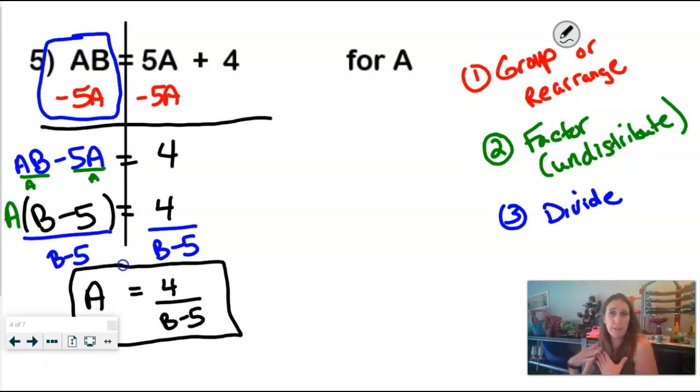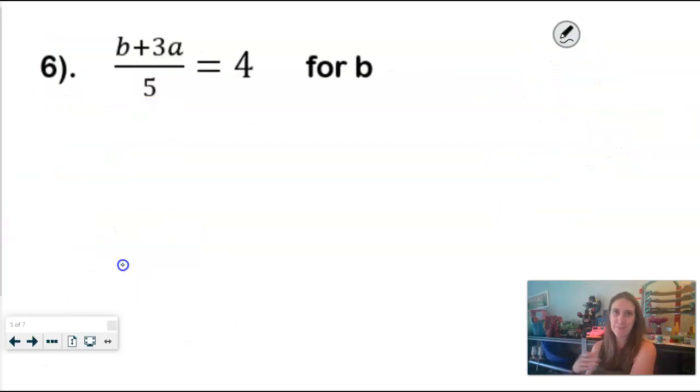Excuse me, I had Chipotle for dinner. And then divide both sides by whatever that factor is. Sorry about that. All right.